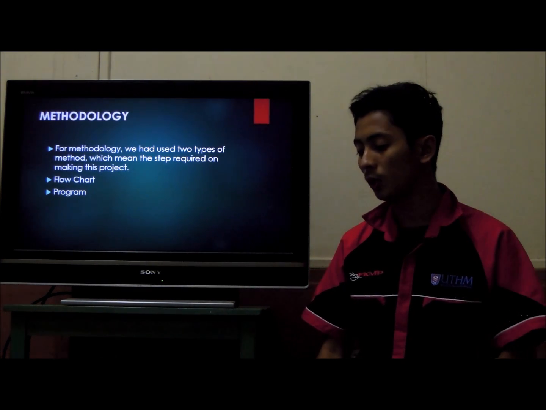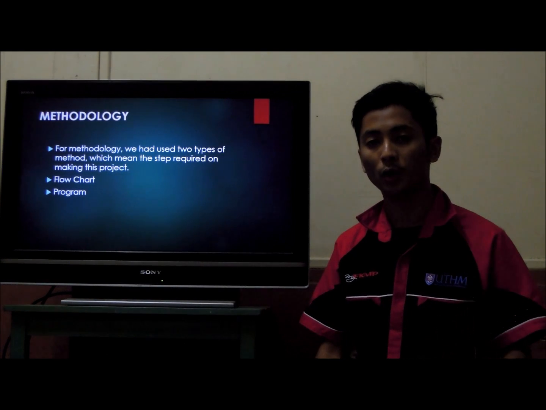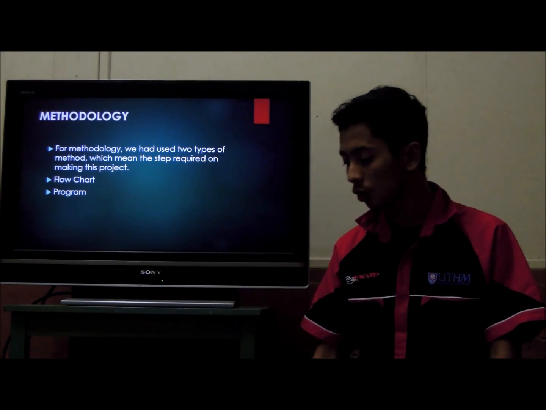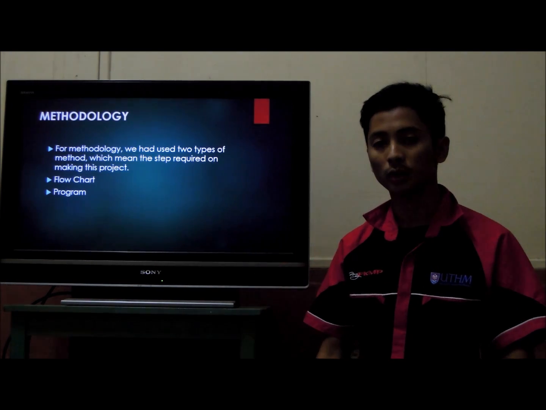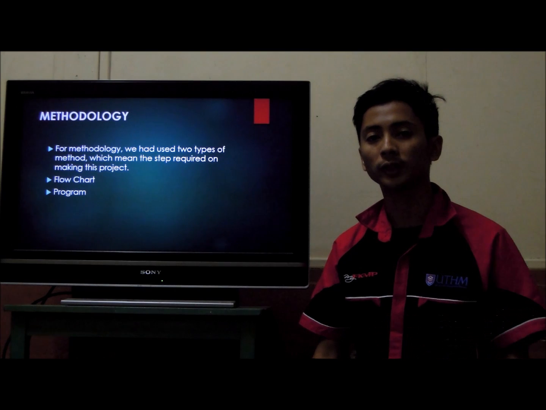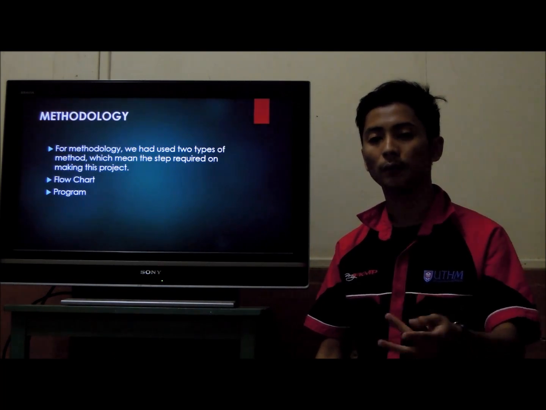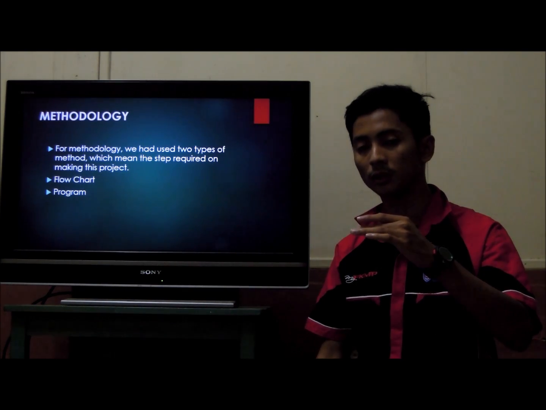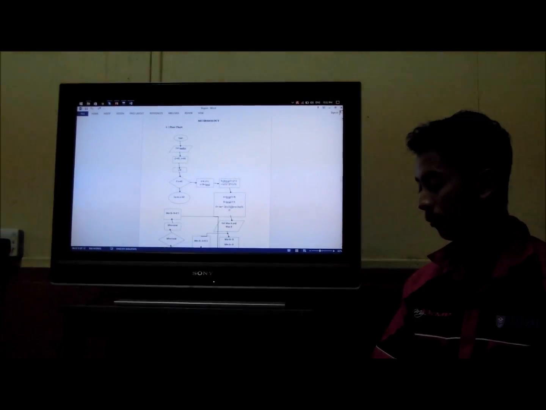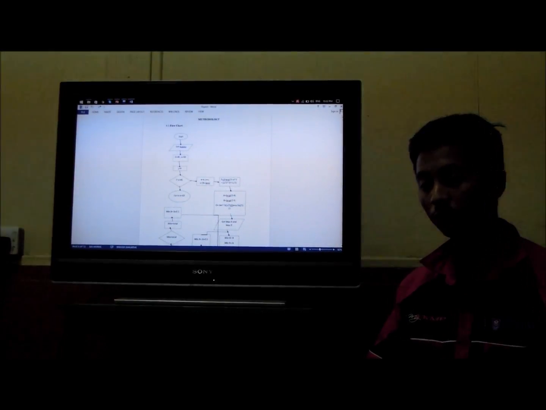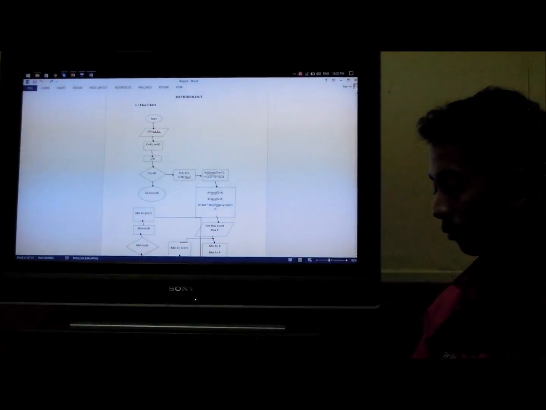For the methodology, we used two types of method, which means the steps required in making this project. Firstly, for the flow chart, we draft the flow chart first so we can make the program. This eases the process so the program can run in order and nicely. For the first one, we draft a flow chart. So this is the flow chart.